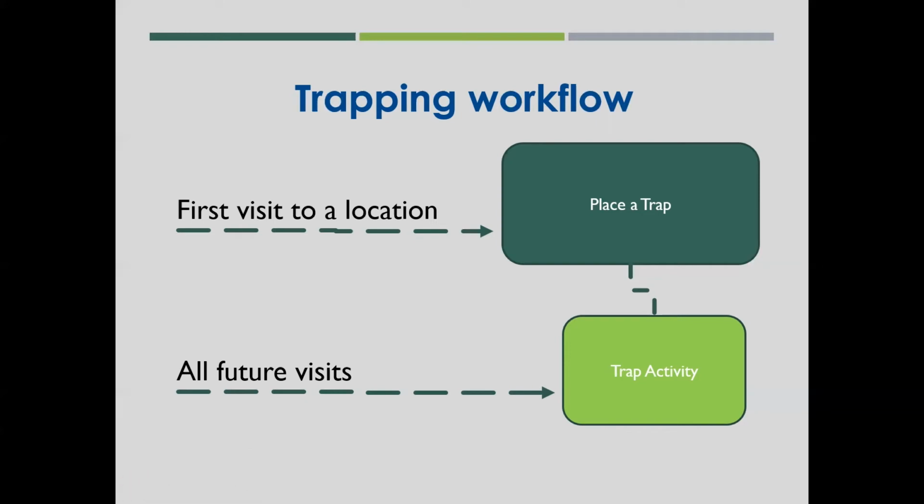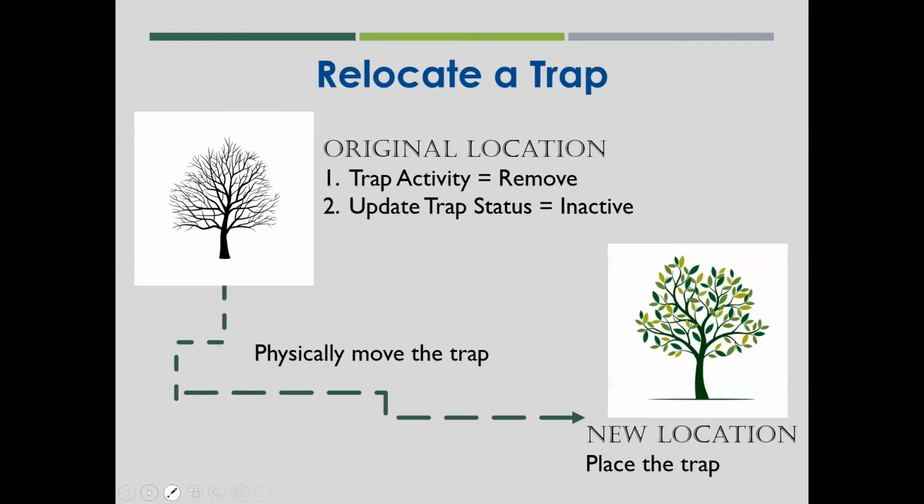This could be a helpful little graphic for you all too. Really, at the original location, you do two data entries. Number one would be a trap activity of remove, because you're removing that trap. Then you want to update that trap status to inactive, and then physically walk that trap down this pathway to wherever the trap is moving to, and then you will perform that place the trap step.